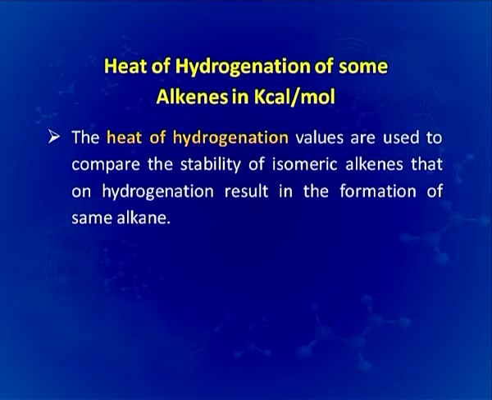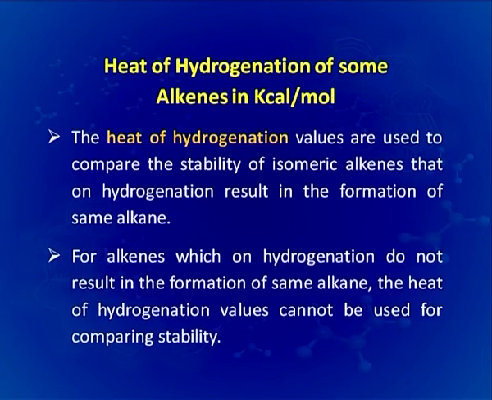Now, let us look at heat of hydrogenation for some alkenes. The values are again in kilocalories per mole. Heat of hydrogenation values are used to compare the stability of isomeric alkenes that on hydrogenation result in the formation of the same alkane. For alkenes which on hydrogenation do not result in the formation of the same alkane, the heat of hydrogenation values cannot be used for comparing stability. This is very important to understand.